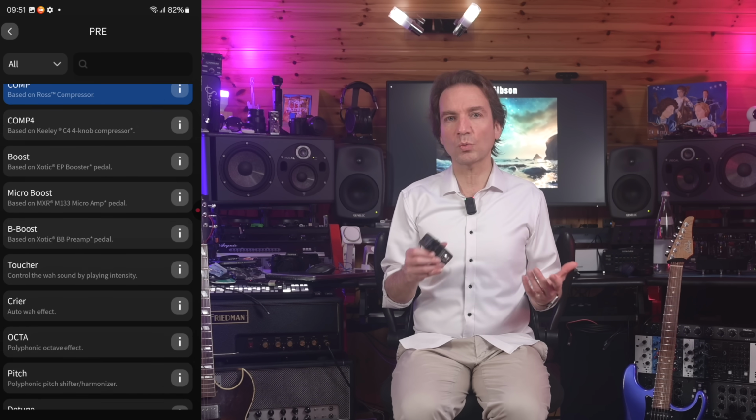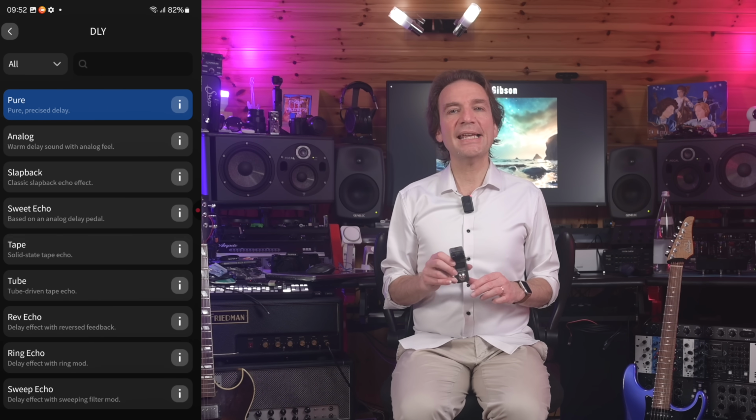In terms of effects, the GP-5 manages around 60 effects that are 1 noise gate, 10 effects included in the pre-block that can be compressors, boosters, octavers and pitch shifter, 10 distortions, 5 EQs, 11 modulations, 10 delays and 10 reverbs.